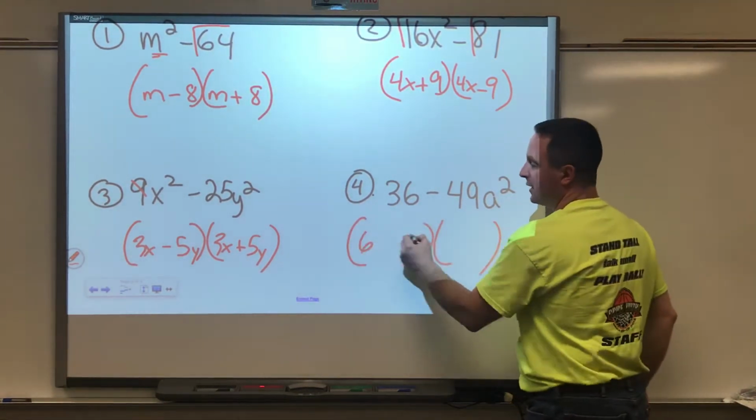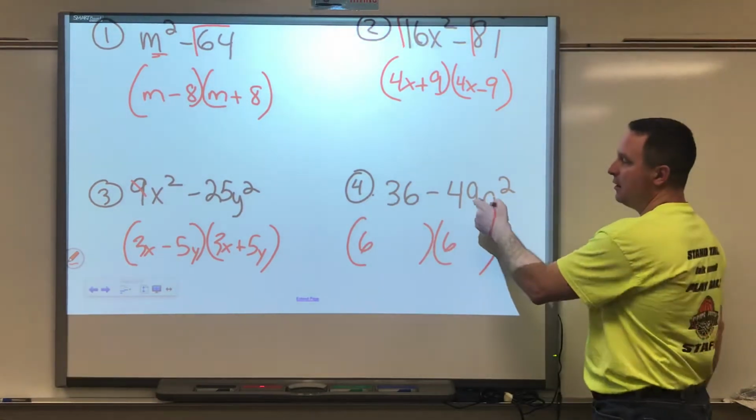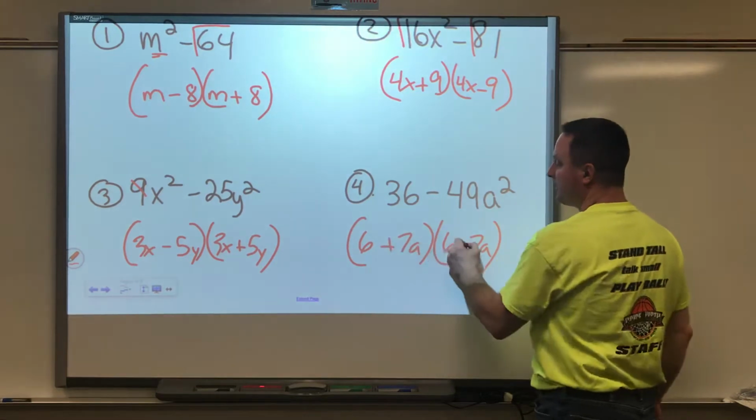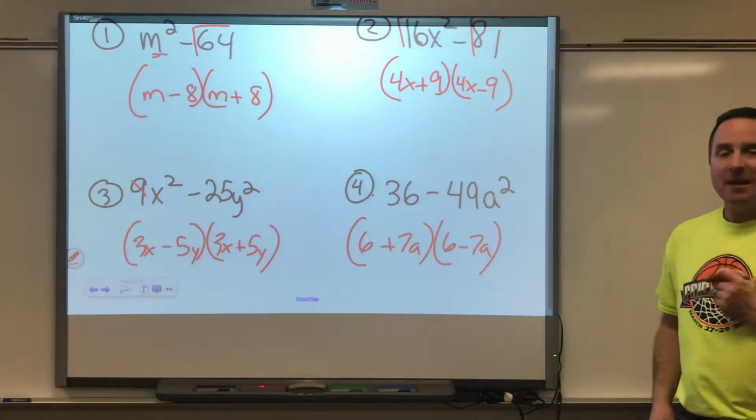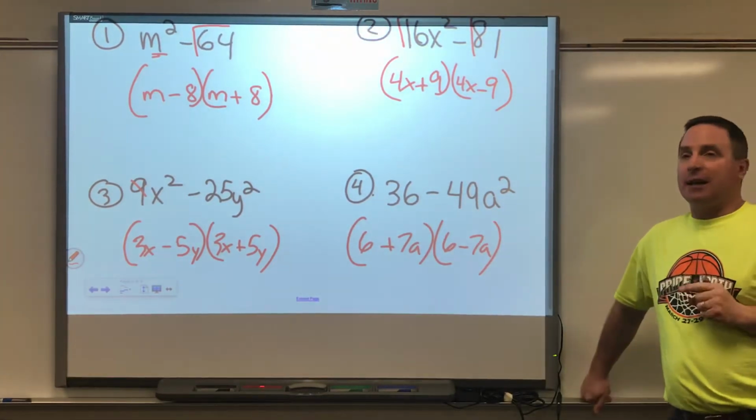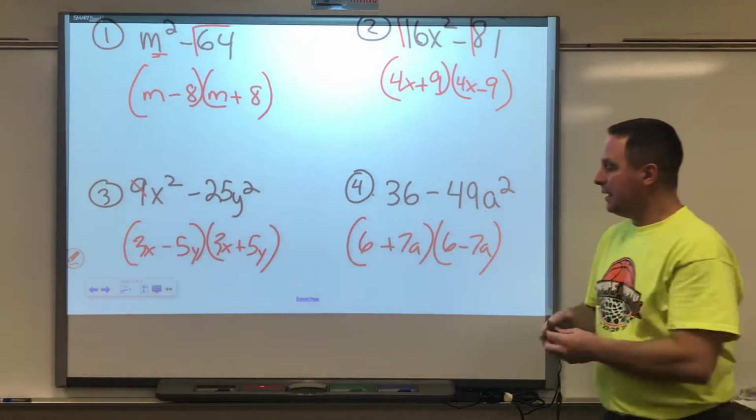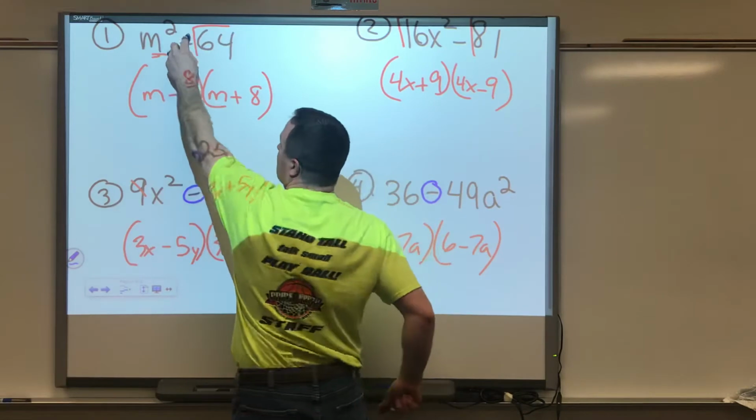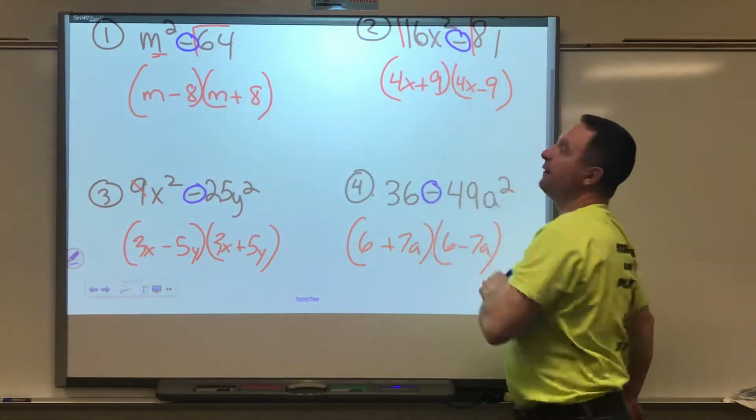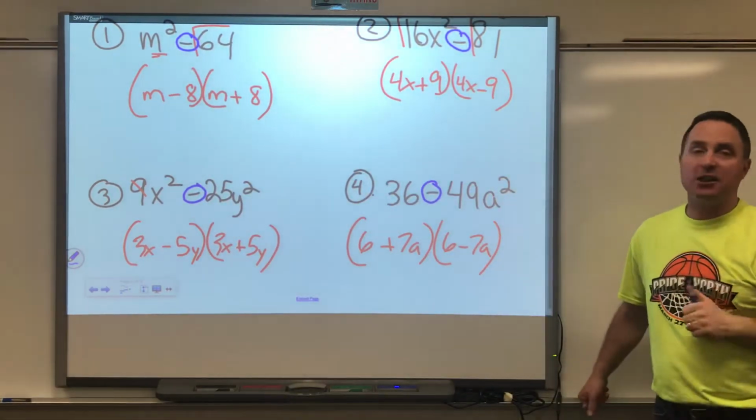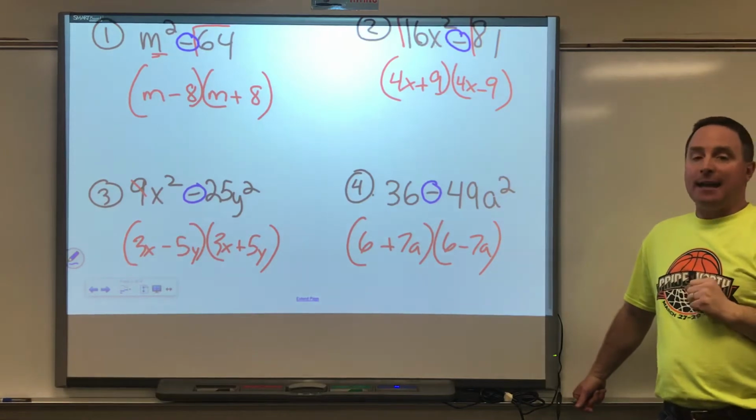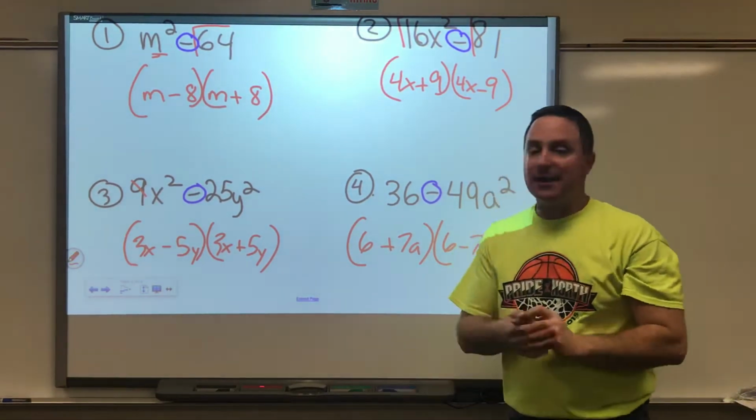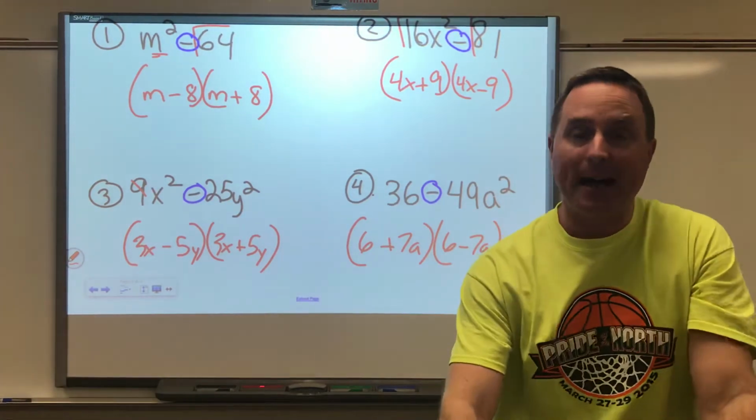The square root of 36 is 6 and 6. 49 is 7 and 7 and it has an a on it. One is plus, one is minus. Okay? But again, I'm going to point out, in order for this to work, they have to have a subtraction sign in the middle. It has to be the difference of perfect squares. If it's addition, it doesn't work. Okay, it has to be subtraction.